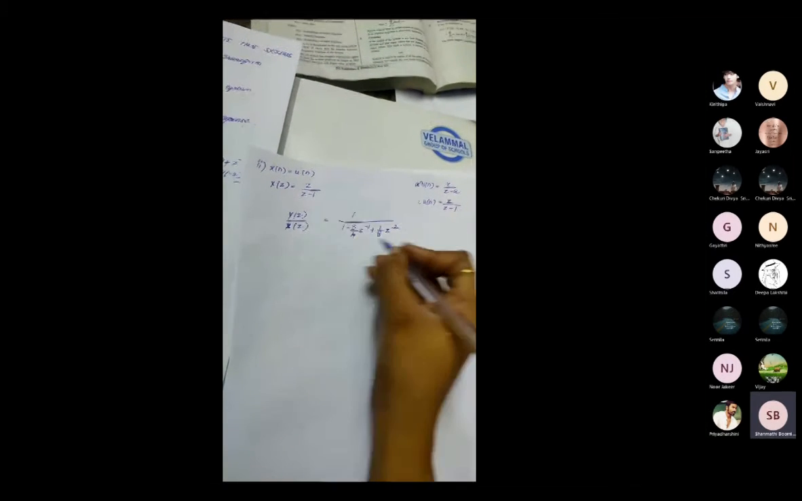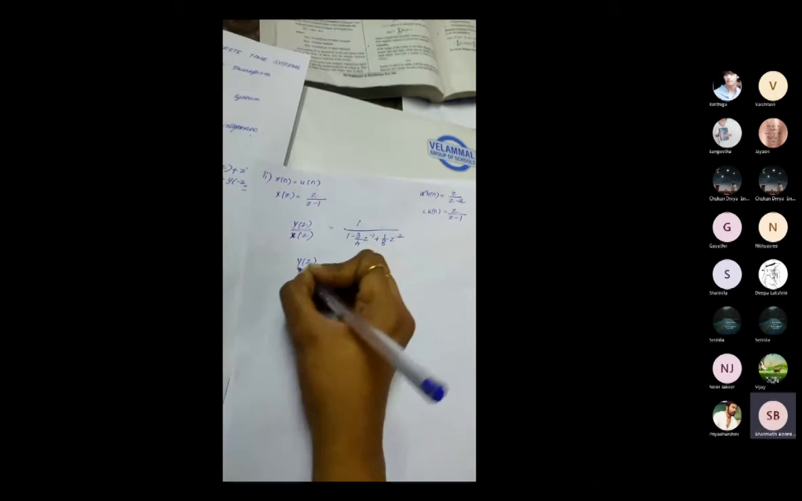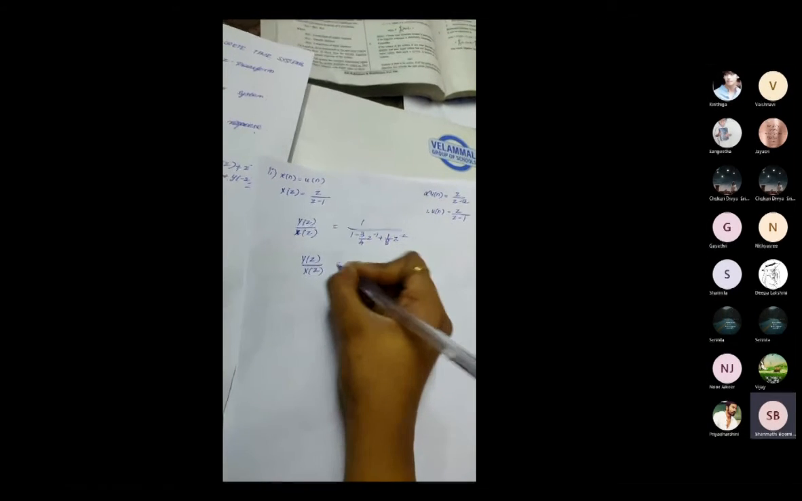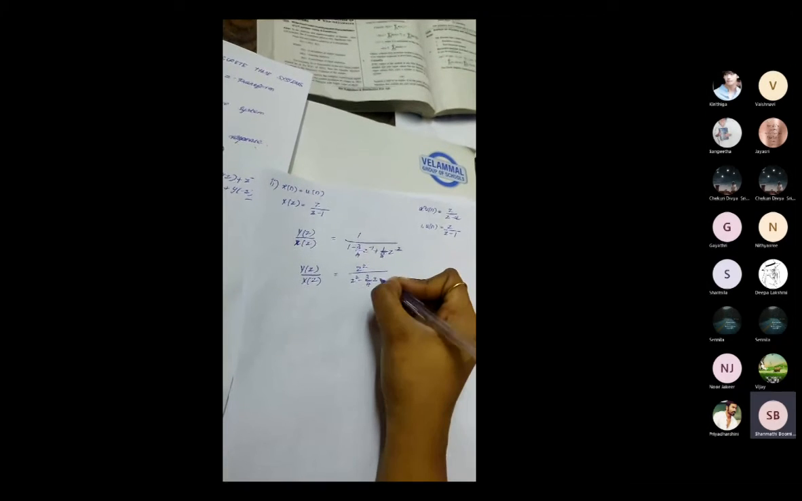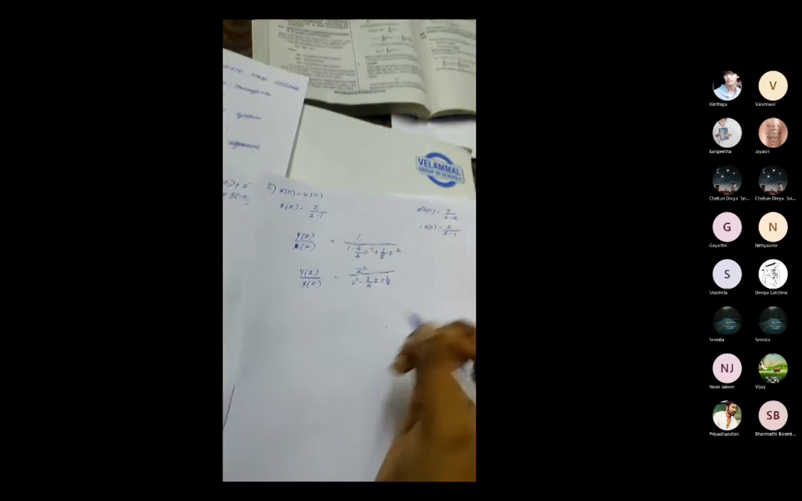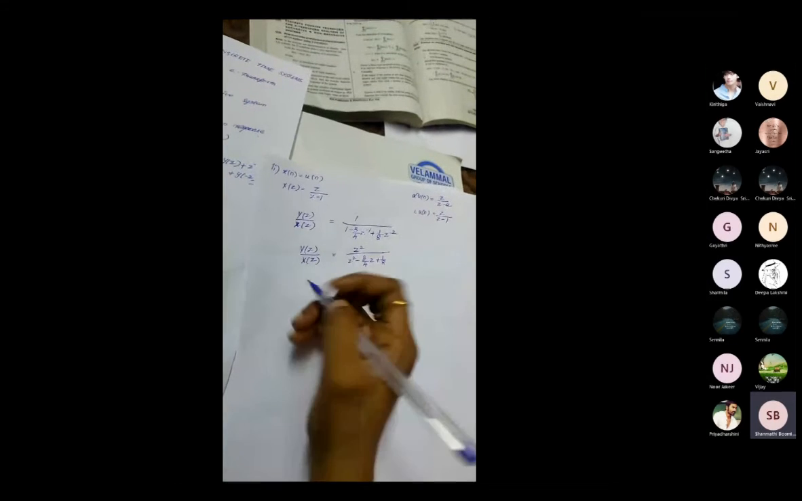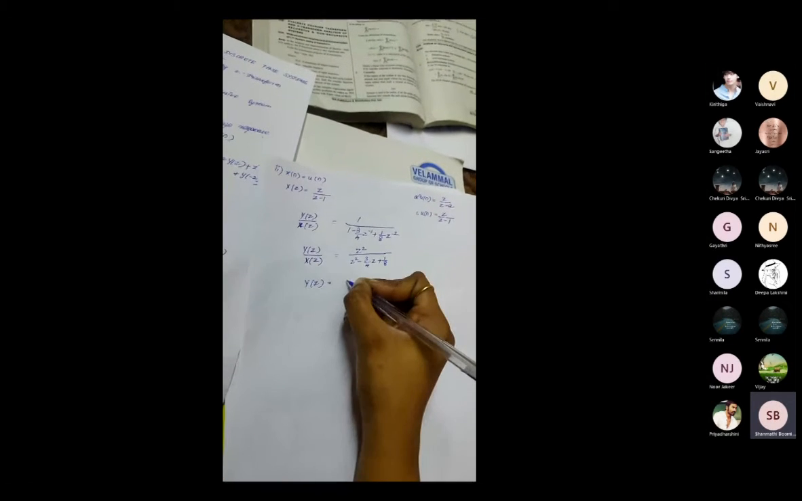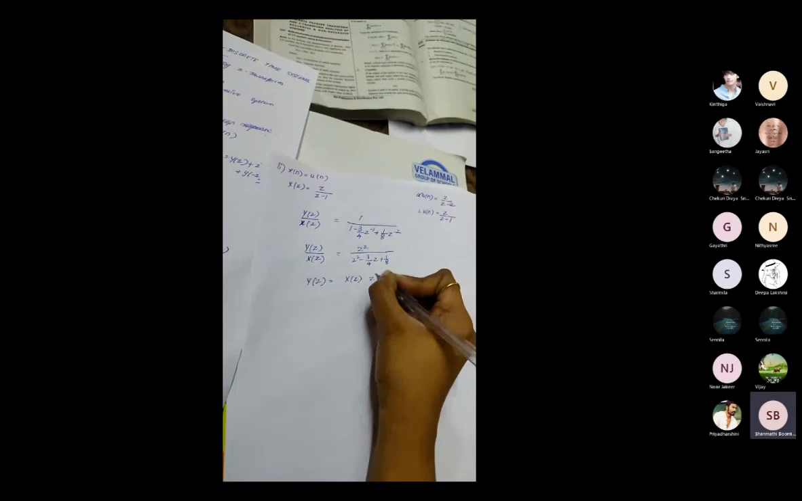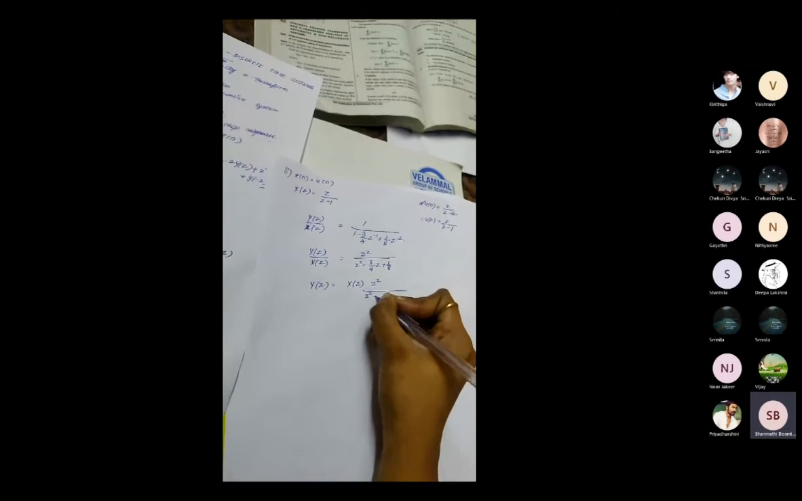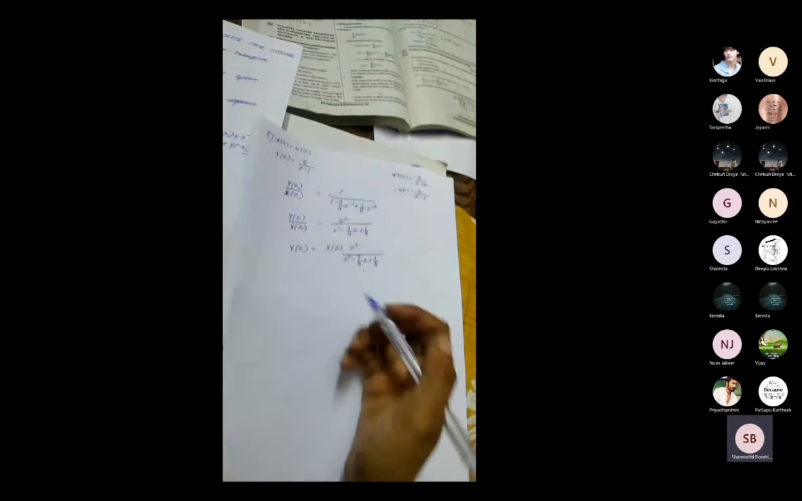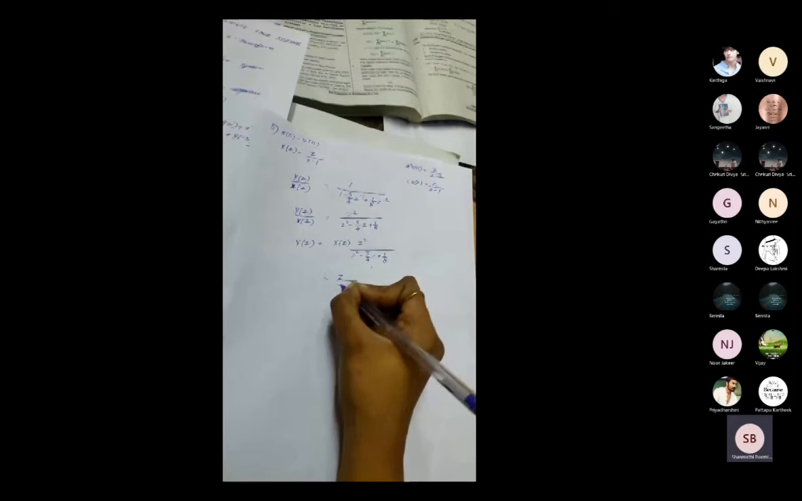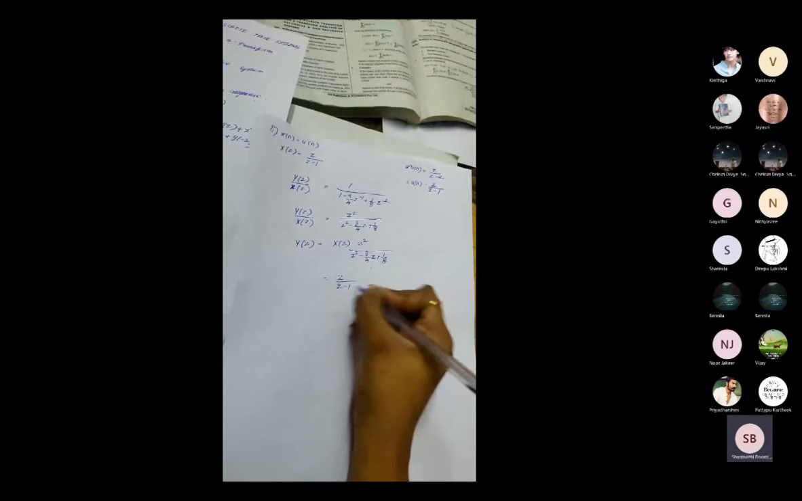So what happens when we change this into Z? You have to multiply your numerator and denominator by Z square. Then you will get Z square divided by Z square minus 3 by 4 Z plus 1 by 8. Next you should take this X of Z to the opposite side. Y of Z will be equal to X of Z into Z square divided by Z square minus 3 by 4 Z plus 1 by 8. What is your X of Z value? X of Z value will be Z divided by Z minus 1 into Z square divided by Z square minus 3 by 4.